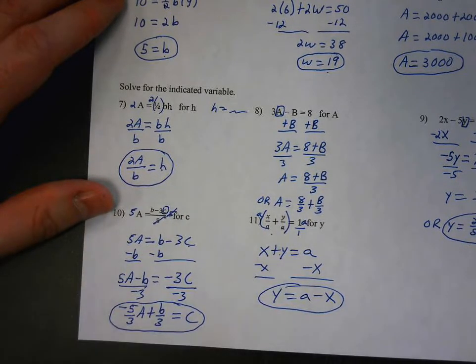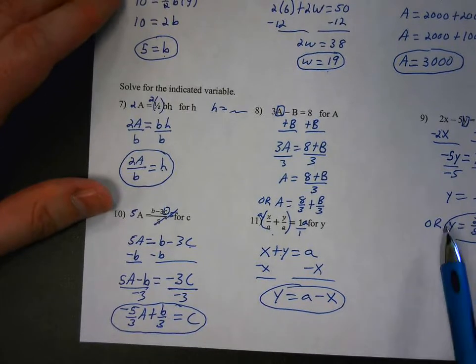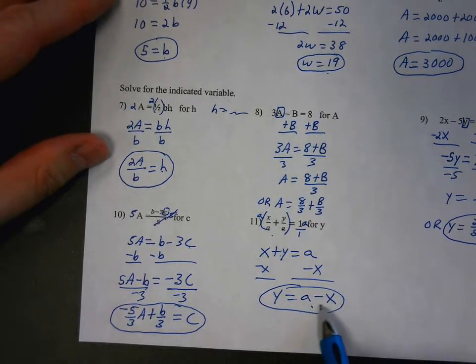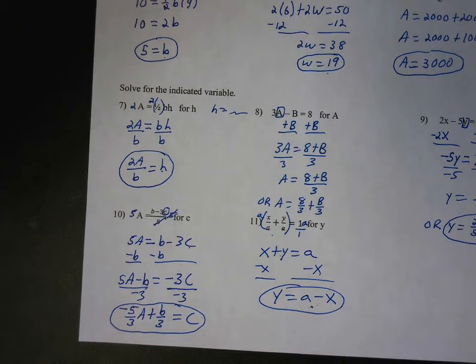If you had 5 variables in an equation, you'd have to know 4 of them to find the 5th one. So sometimes you don't know all the variables, so sometimes your answers will have more than one variable in your answer. Which is okay. You just have to understand what type of question it is.